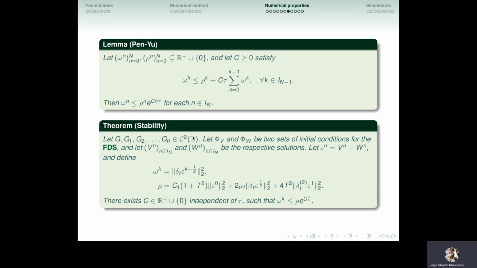Suppose that the functions g are sufficiently smooth. And suppose that we have two sets of initial conditions, phi v and phi w, and that their solutions are respectively v and w. Let epsilon be the difference between v and w, and define these constants omega k, which depends on the approximation around time k, and rho, which depends on the initial approximations. Then there exists a constant c, which is independent of tau, with the property that omega k is bounded by this constant. It's obvious from here that stability of the numerical method can be established readily.